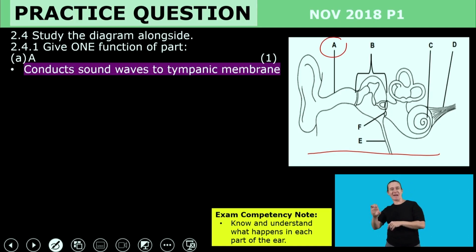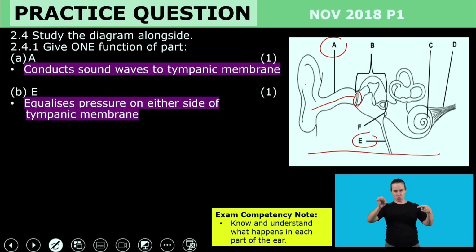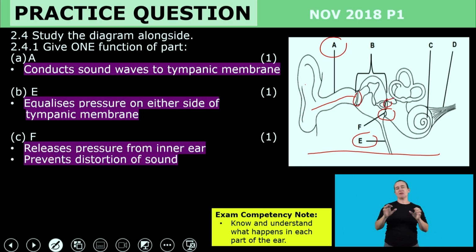So from the pinna, this is the pinna, the sound wave is conducted to the tympanic membrane. This is the tympanic membrane. And one function of part E, you check part E is the Eustachian tube, and the function is to equalize pressure on either side of the tympanic membrane. Function of part F is the round window. Don't confuse it with the oval window. Oval window is this one here. So the round window, the function is to release pressure from the inner ear and to prevent distortion of sound.